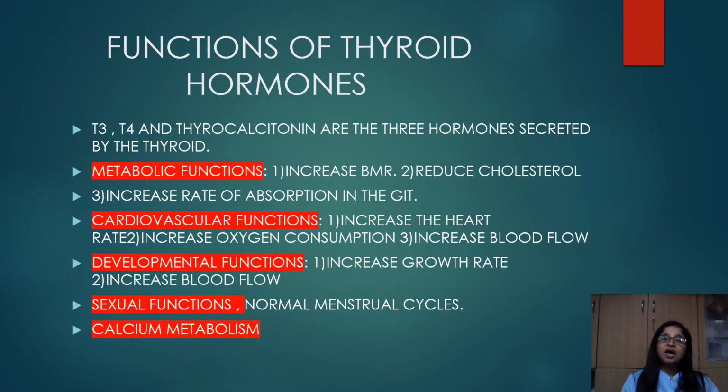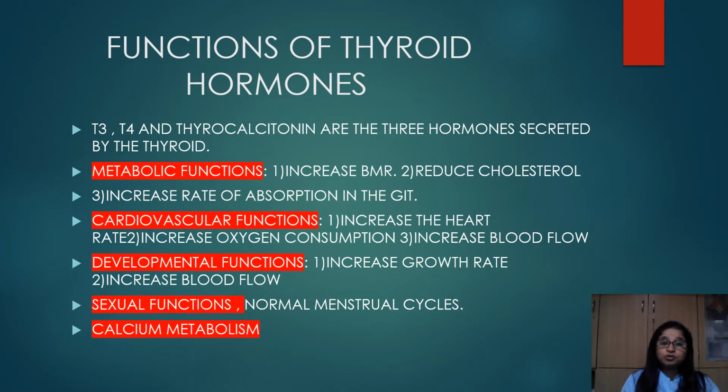So let us see how the thyroid hormones function in our body. T3, T4 and thyrocalcitonin are the three hormones secreted by the thyroid. It shows metabolic functions like it increases our basal metabolic rate, reduces cholesterol, and increases the rate of absorption in our gastrointestinal tract. It also shows its action on the cardiovascular system by increasing the heart rate, increasing the oxygen consumption, and also increasing blood flow.